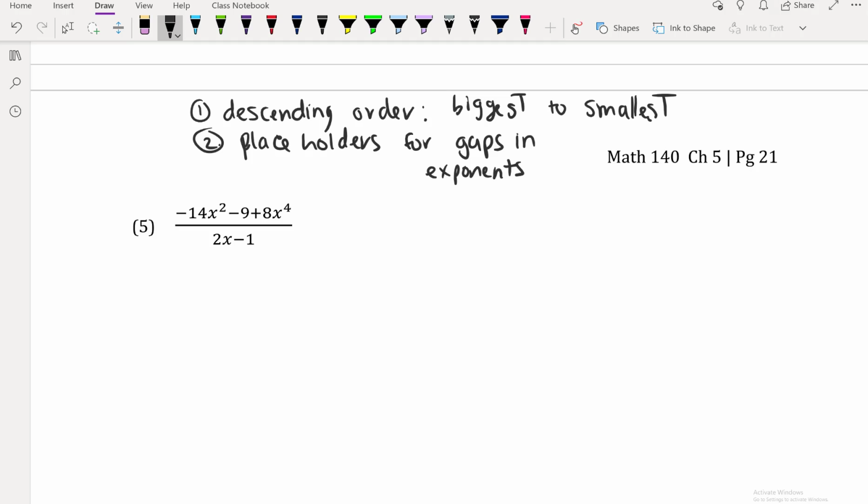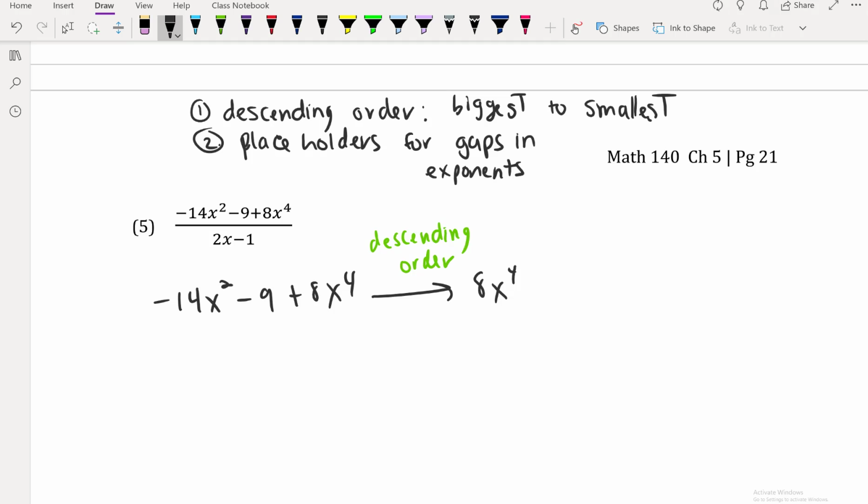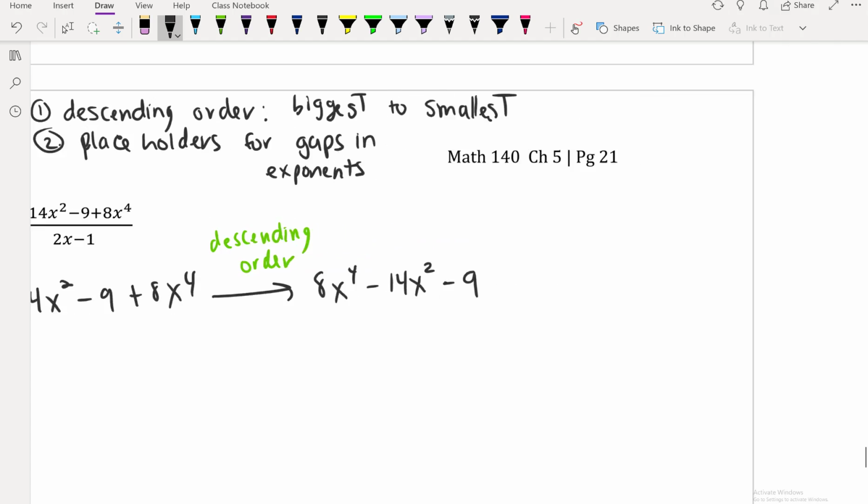So let's think about this. If I have a negative 14x squared minus 9 plus 8x to the 4. So the first thing I want to do is put it in descending order. So I'm going to rewrite this from the biggest exponent to the smallest exponent. So I have 8x to the 4 minus a 14x squared minus 9. So now I have it in descending order. So now it goes from biggest to smallest.